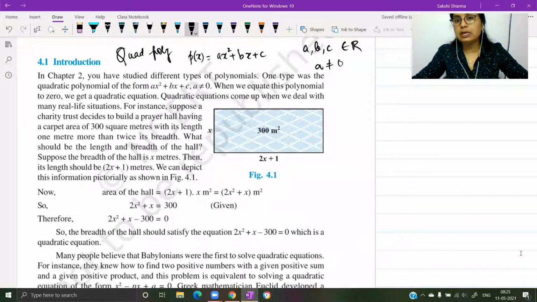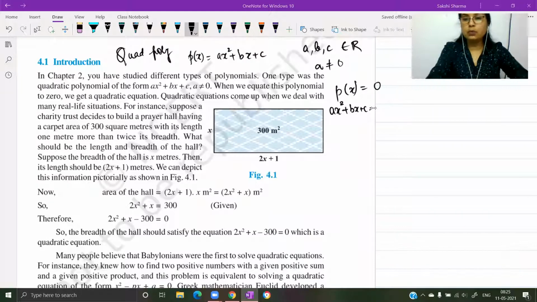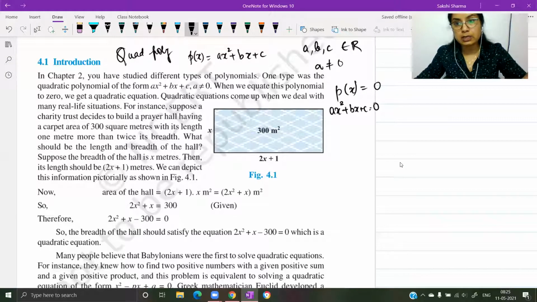If you take px equals to 0, आप इस polynomial को equals to 0 कर दो, तो जो equation बनेगी उस equation को हम कहेंगे quadratic equation. And while working with your quadratic equations, please ensure that the equation is in standard form. The terms are arranged in descending order of the powers of the variable. And in case we require to write down any of the missing terms, we can write it with coefficient equal to 0.